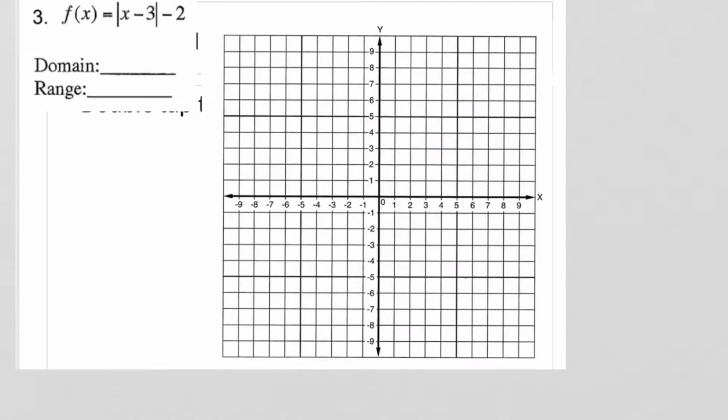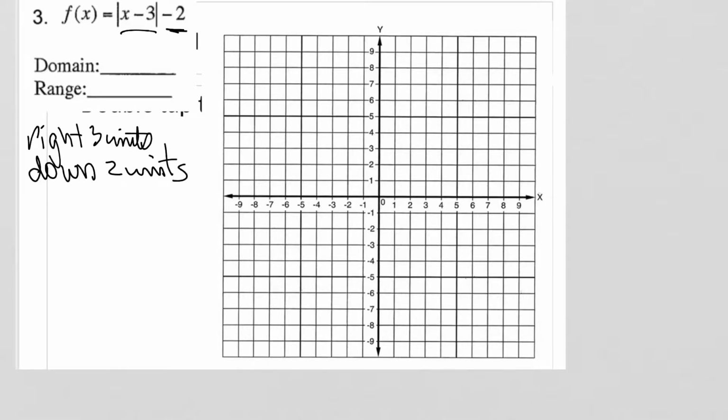Okay, let's take a look at number 3. We have the absolute value now of x minus 3, minus 2. Okay, what kind of transformation is this? With the minus inside, that means it's going to go right 3. And then the minus 2 on the outside means it's going to be going down 2. So those are the 2 movements we're going to use for this one. What's the parent function? It's the absolute value of x.